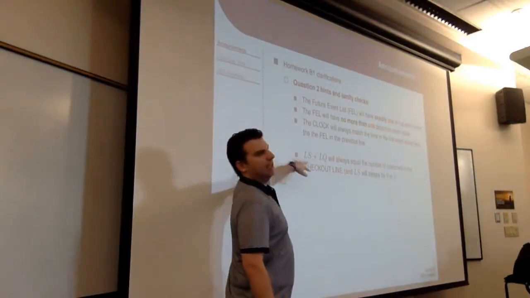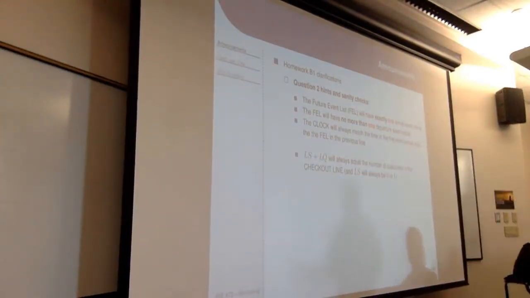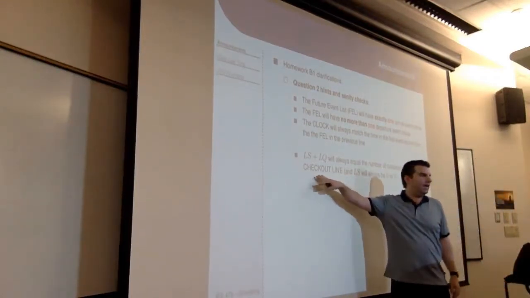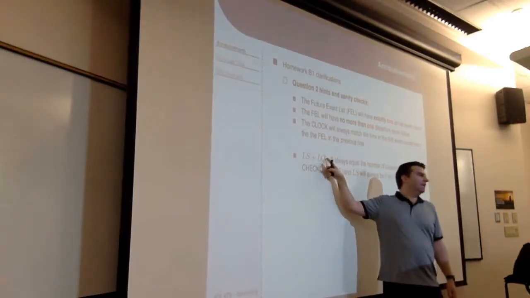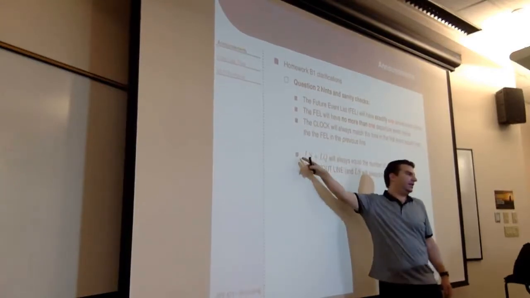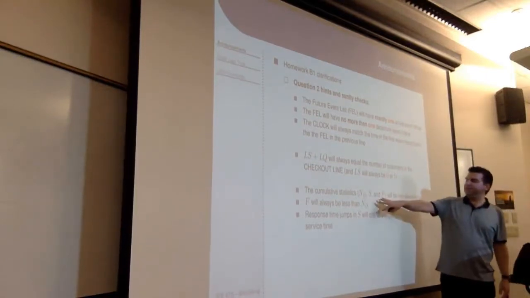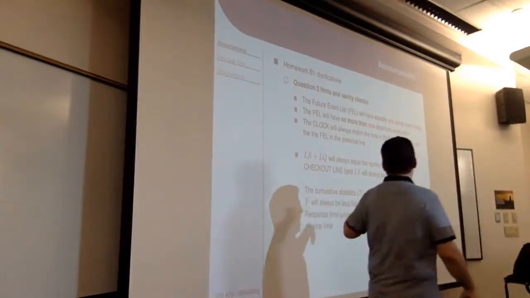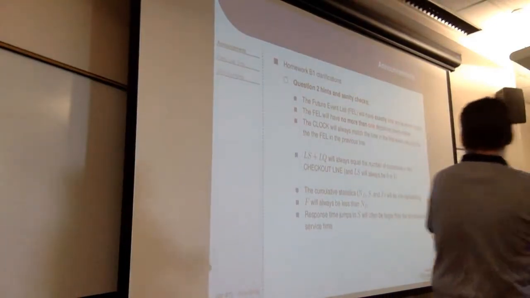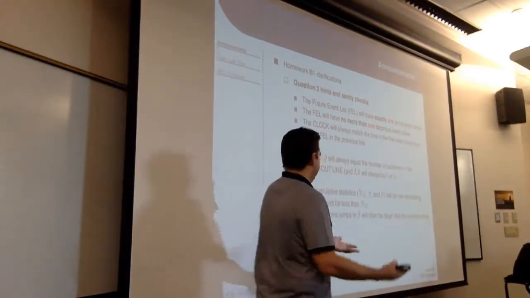Other quick spot check things. When people come to my office and ask whether this looks like they're doing it right, these are the quick things that I look for. The number of customers in your checkout line should in total be the sum of LS plus LQ. If it's not, then you've probably updated these incorrectly. And LS will always be 0 or 1. The cumulative statistics will always be non-decreasing because in this simulation they're all three sums, and because they're sums of non-negative values, they're always non-decreasing.